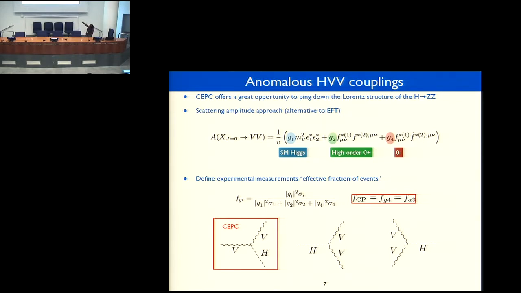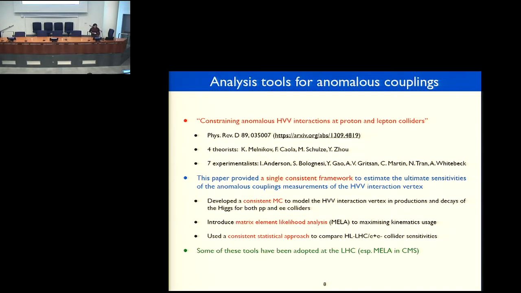And the one that has been tested extensively at the LHC is this fa3, which is the fraction of the CP violation component. And as you can see, there are complementarities in studying Higgs to ZZ at CEPC compared with the LHC. Okay, right. So most of the studies that I will tell you about later are actually quite old. It was based on a study that we've done about 5 years ago. This is a joint adventure of several theorists and also several experimentalists.